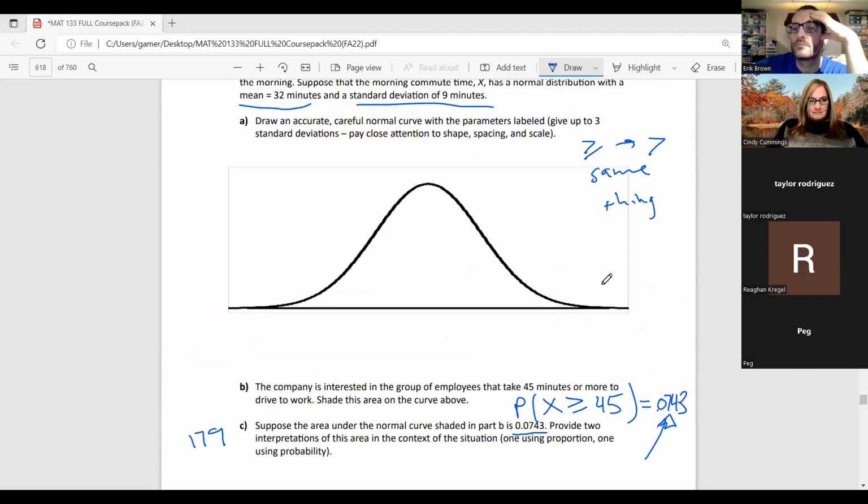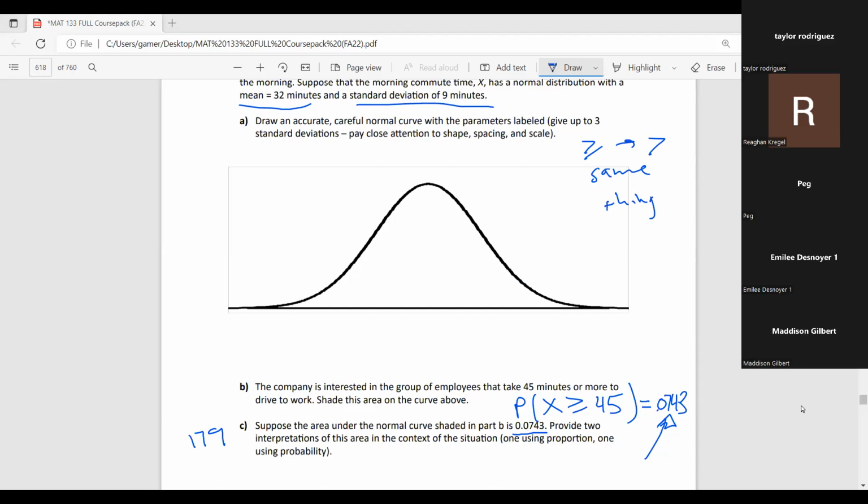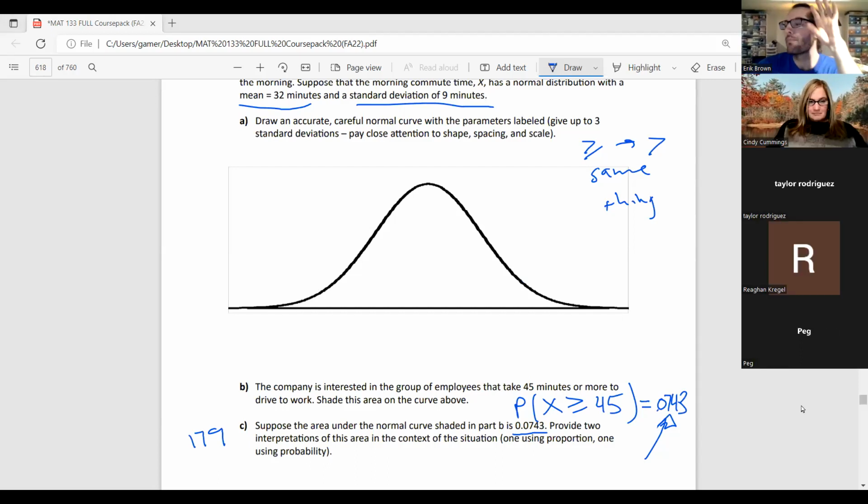How'd we do? Need more time or ready to roll? What's the middle number? 32. Nailed it. I should have done our reading thing, right?